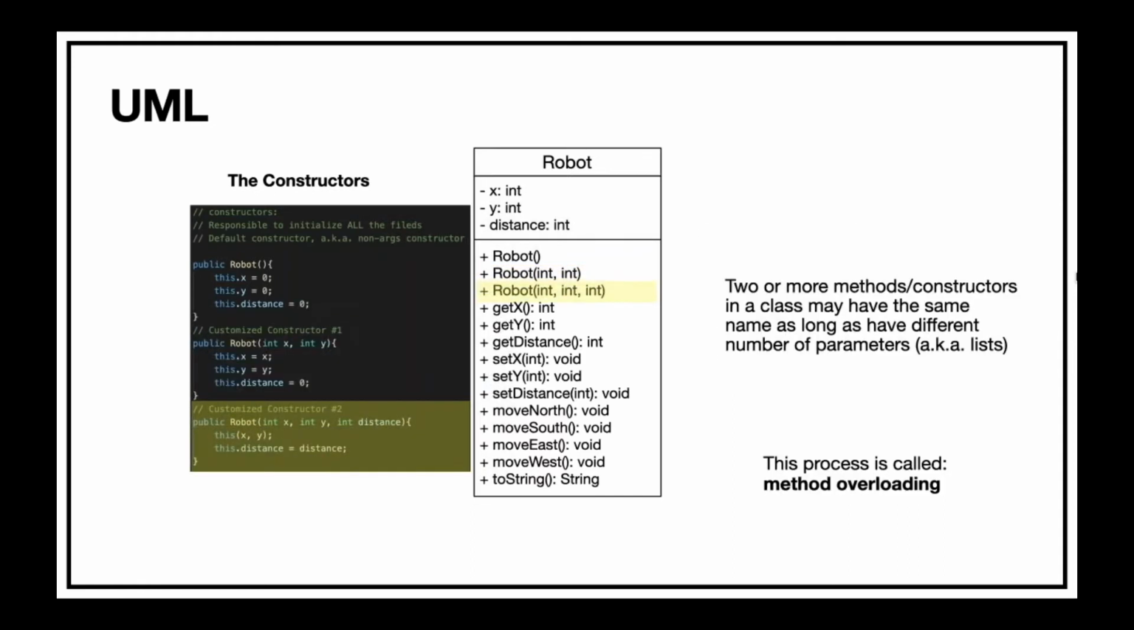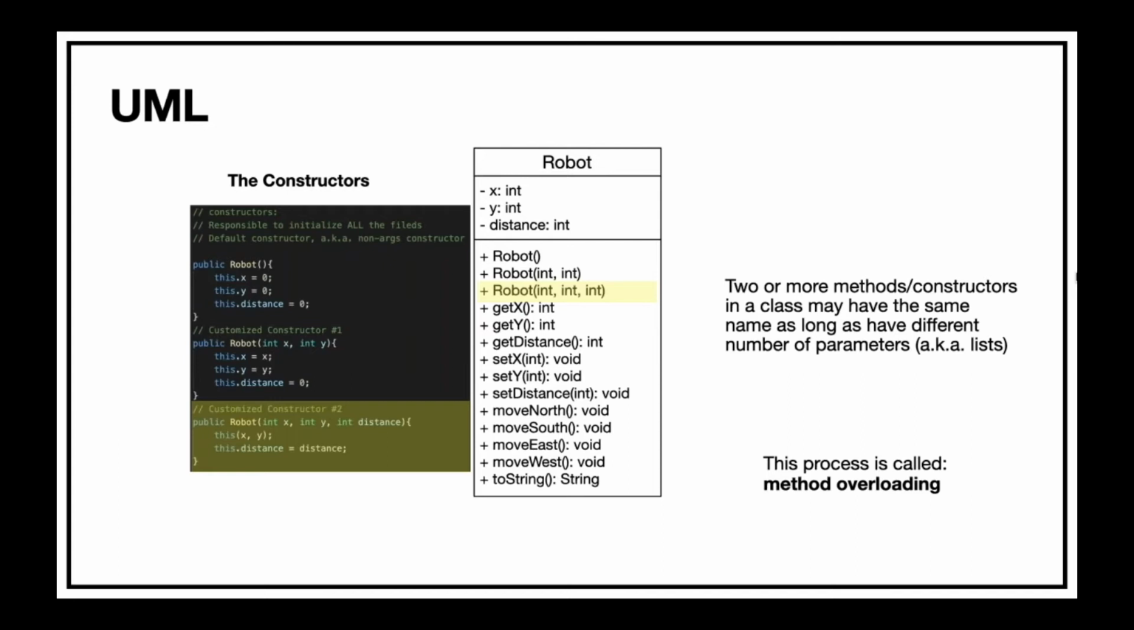We can also have another customized constructor where we provide all the fields. Notice that here we have x, y, and distance as parameters, but we also have a constructor that initializes x and y in this class. That is customized constructor number 1. That's why in this line, we use this, open parenthesis, x and y. That invokes that particular customized constructor number 1.